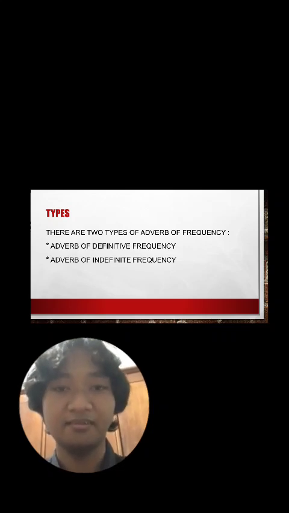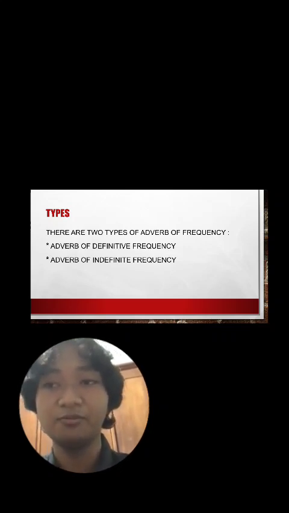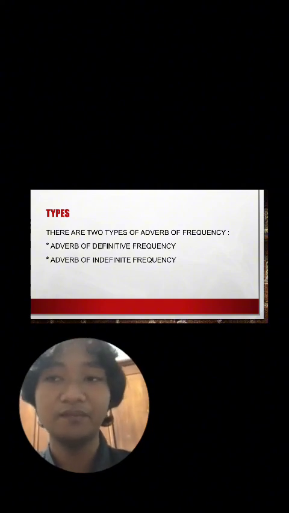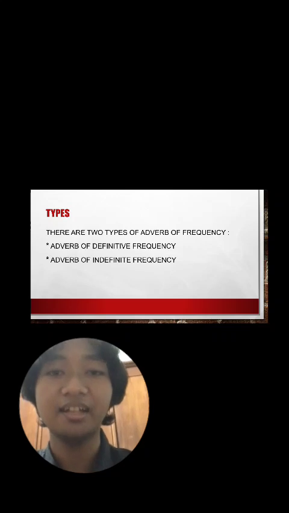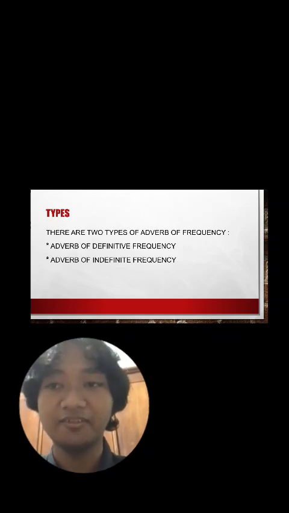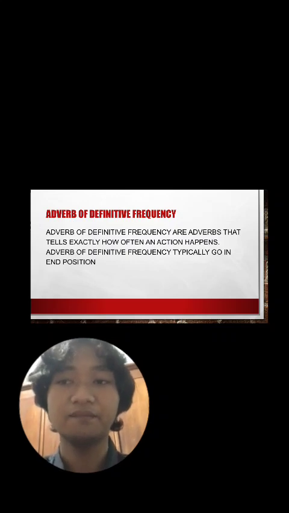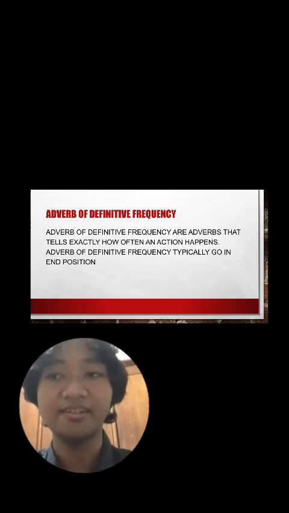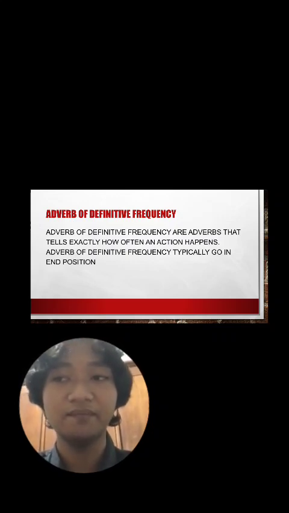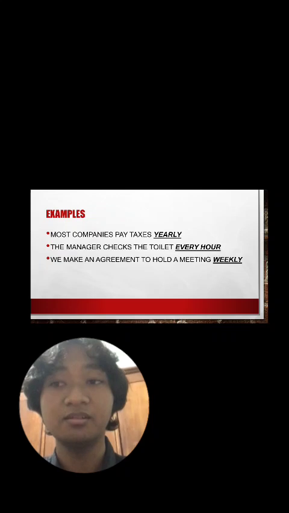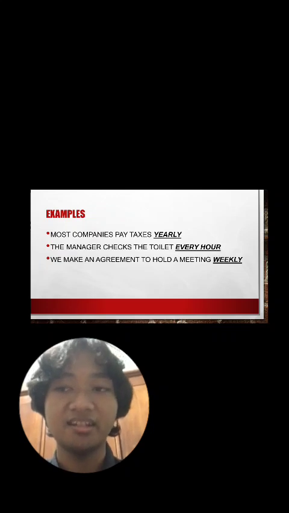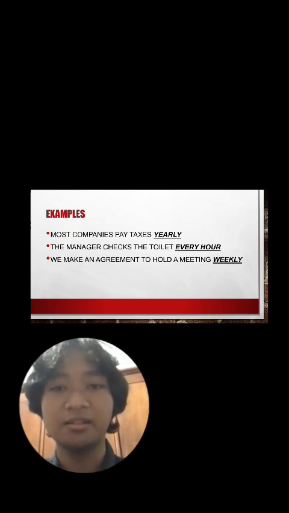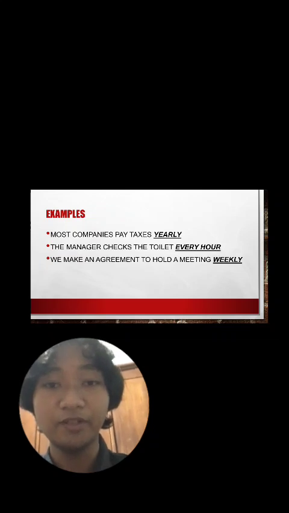And there are types of adverb of frequency. There are two types of adverb of frequency: adverb of definite frequency and adverb of indefinite frequency. Adverbs of definite frequency are adverbs that tell exactly how often an action happens. Adverbs of definite frequency typically go in an end position. For example, most companies pay taxes yearly. The manager checks the toilet every hour. We make an agreement to hold a meeting weekly.